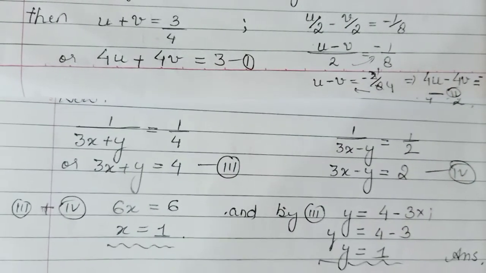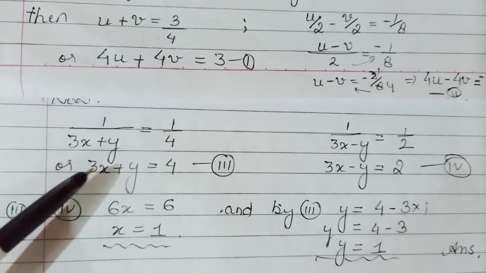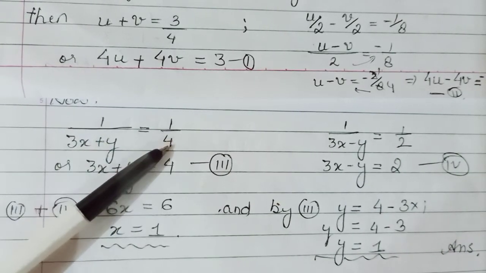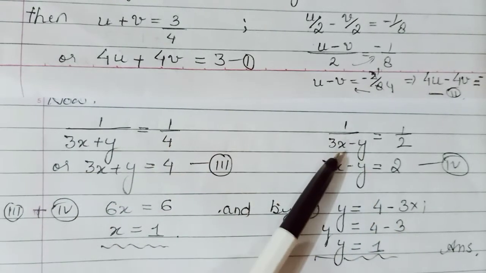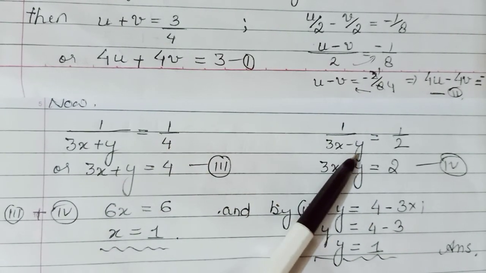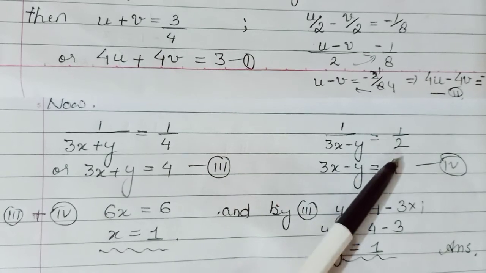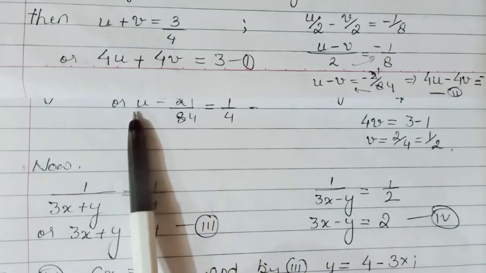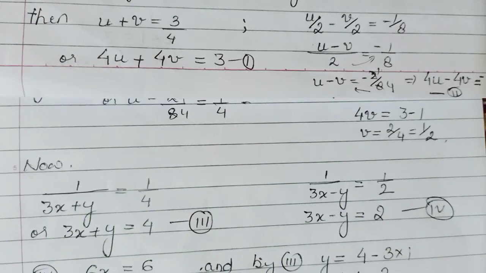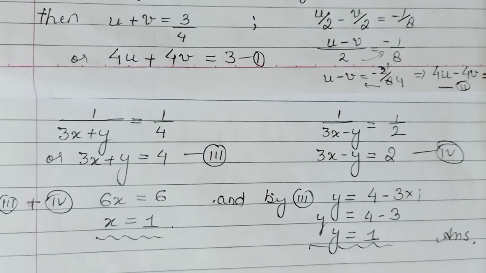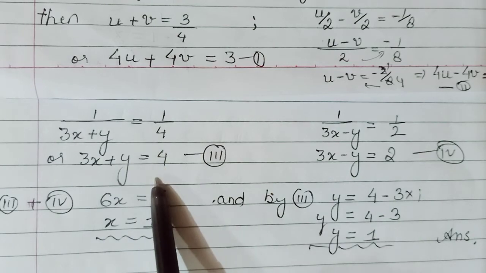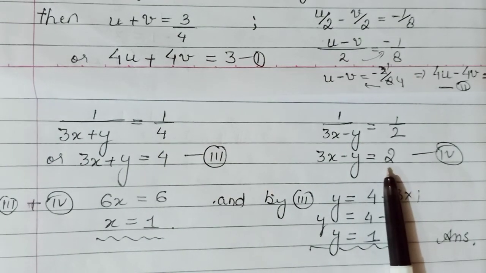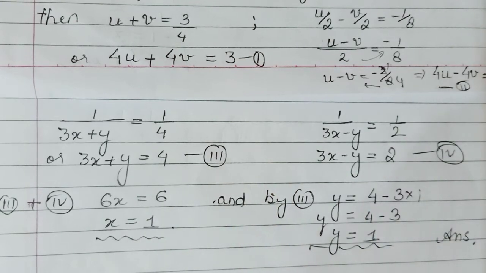Now we'll go back to our x and y. So our u, which was 1 upon 3x plus y, came out to be 1 by 4. Our v, which was 1 upon 3x minus y, came out to be 1 by 2. So what we are doing now is putting the values of u and v in terms of x and y to find our x and y. Obviously, cross multiplying or reciprocating, this is one equation and this is the other, which again you have to solve to find x and y.